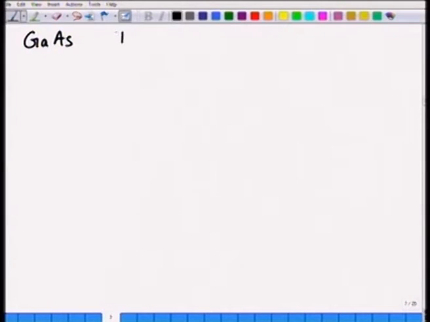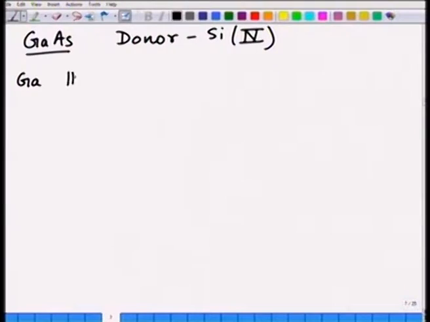For example, if you are interested in gallium arsenide, I can name some donors. Silicon is a common donor in gallium arsenide. This is a more interesting example. Silicon has 4 electrons in its outermost shell. Gallium is a group 3 element, arsenic is a group 5 element, and silicon is a group 4 element, and I am saying that silicon is a donor in gallium arsenide.